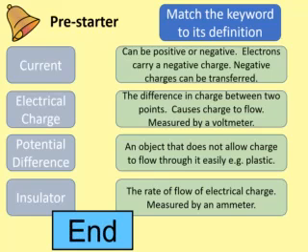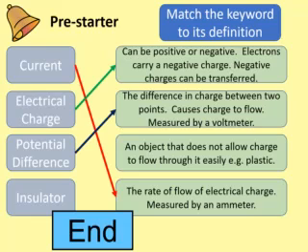Okay, let's have a look at those and see if we can remember them for future use. First of all, current is the rate of flow of electrical charge and it's measured using an ammeter. The electrical charge can be positive or negative, and we've got this word here, electrons, which can carry a negative charge, and negative charges can be transferred.